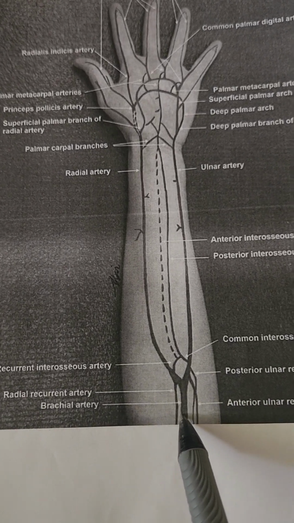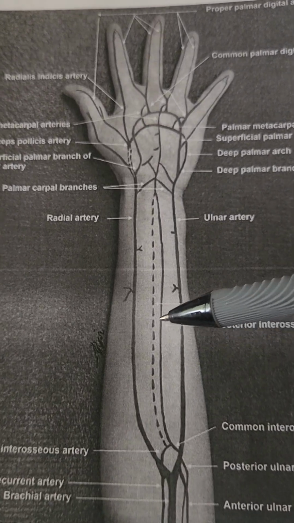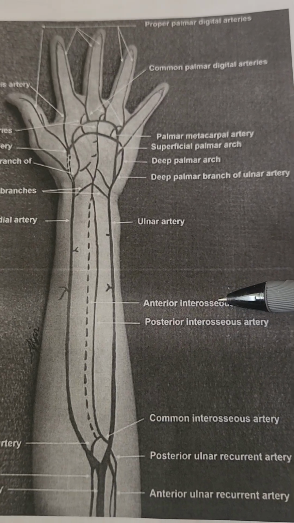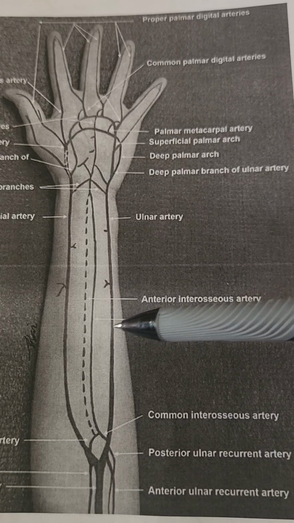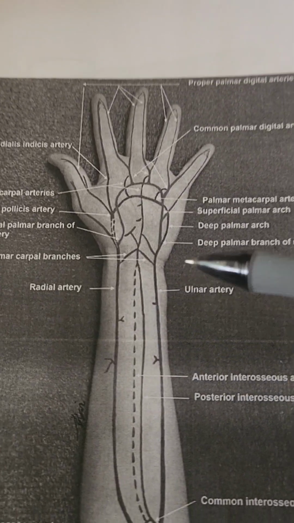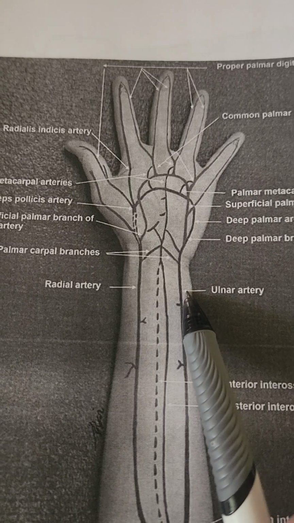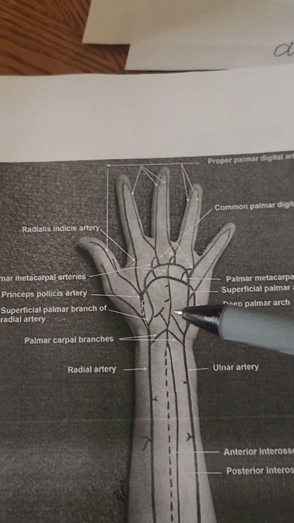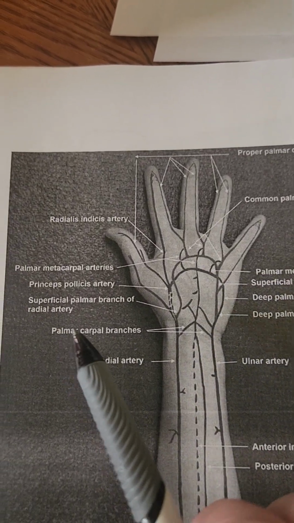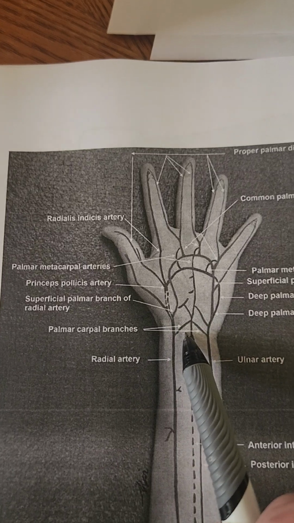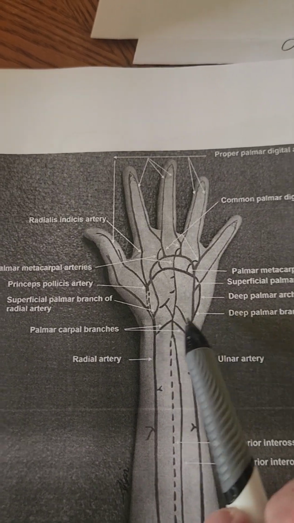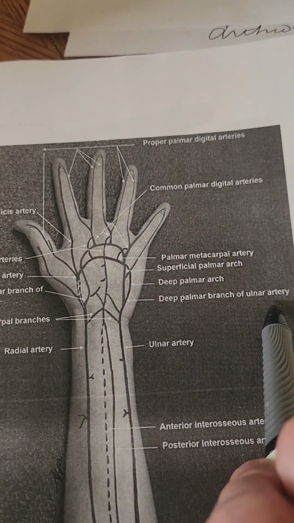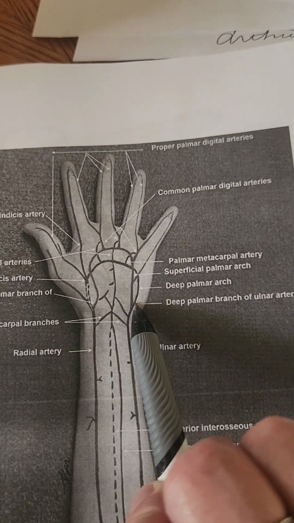Once again, we have the brachial, okay? So we're coming distally. So we have anterior interosseous, posterior interosseous between the bones. Still the ulnar artery here, still the radial artery here, and we're going to come down. It's going to get a little more busy, okay? Palmar carpal branches here and here. Deep palmar branch of ulnar artery, it's on the pinky side right here.